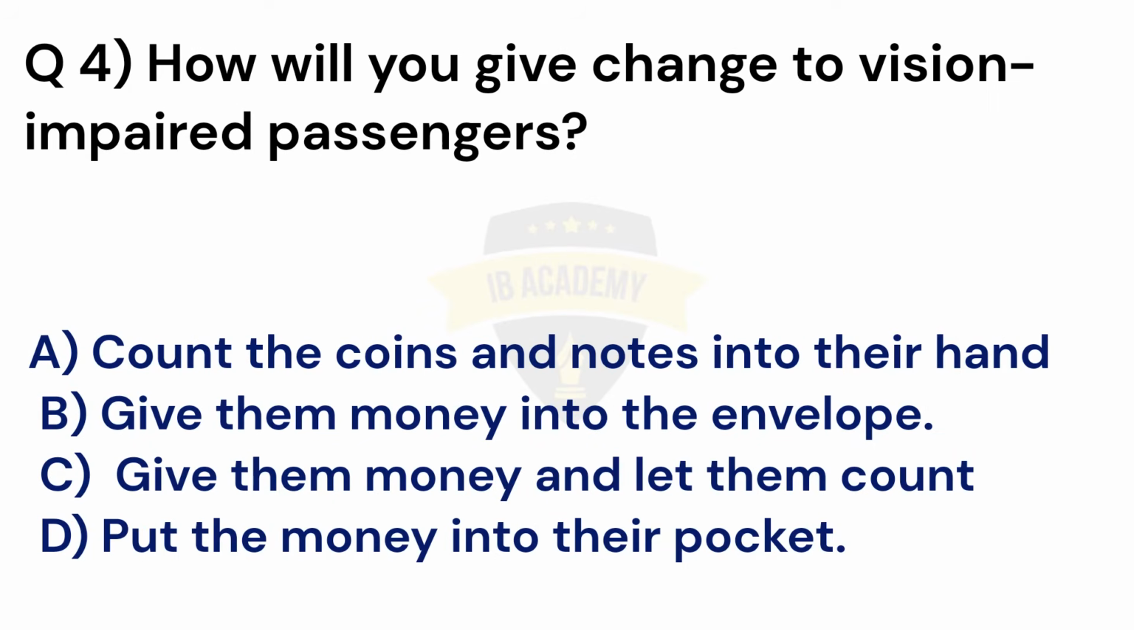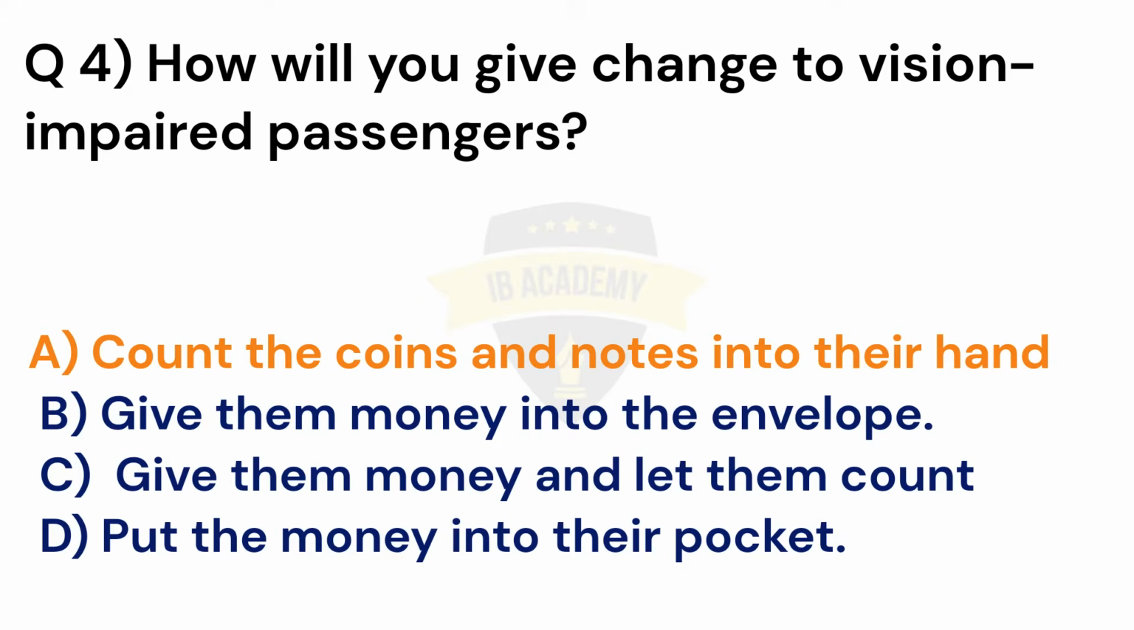Question 4. How will you give change to vision-impaired passengers? Option A. Count the coins and notes into their hand. Option B. Give them money in an envelope. Option C. Give them money and let them count. Option D. Put the money into their pocket.